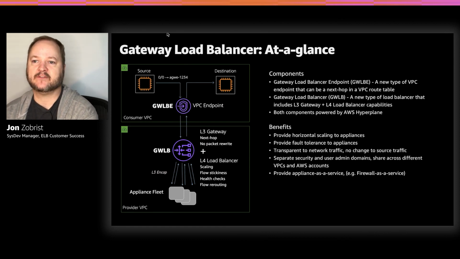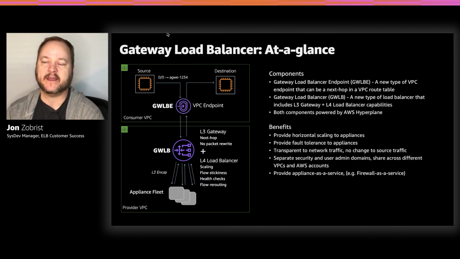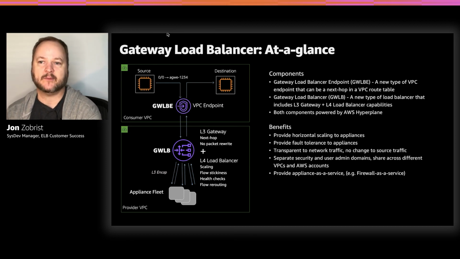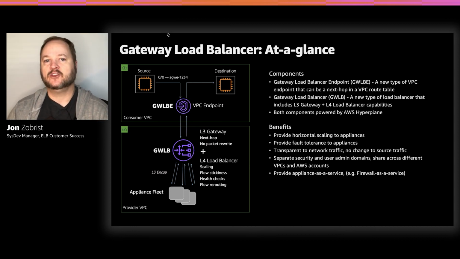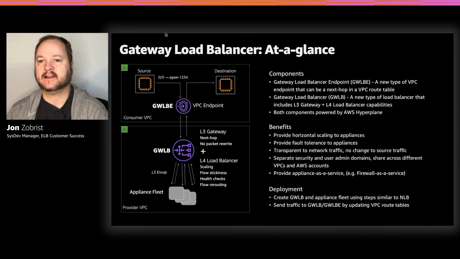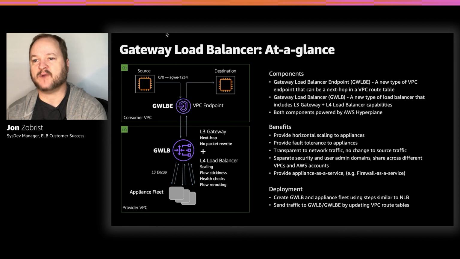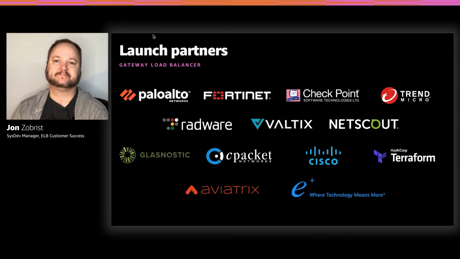And you can use this for some different implementations to have different security domains, admin domains, or share across AWS accounts. Since we're using PrivateLink, it doesn't really matter. The VPC endpoint just needs to be in the same availability zone in the same region as your Gateway Load Balancer. So just like exposing your service through a VPC endpoint and an NLB, you can expose into any VPC. And let's take a look at a couple of those in just a second. And you can use Appliance Fleets here to scale everything. And you send traffic by just updating your routing tables.